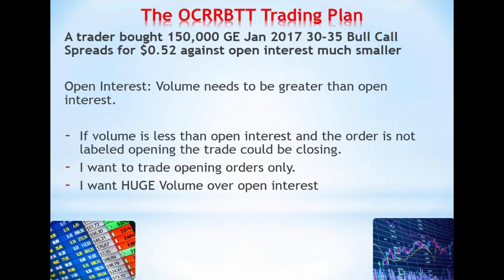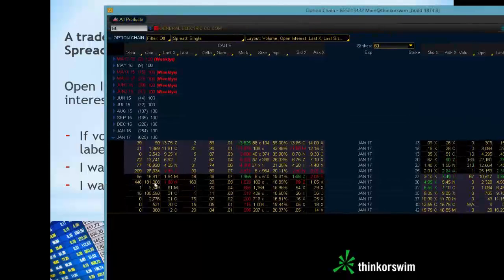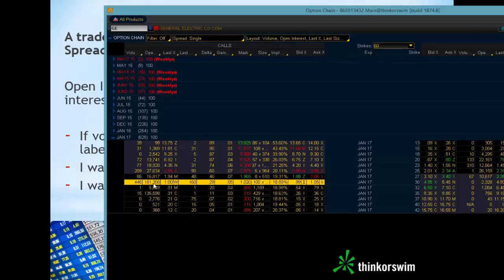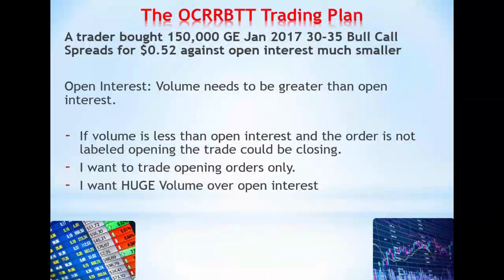So unfortunately, I can't go back all the way to February 27th to show you guys that volume was greater than open interest. But if you take a look here at the current open interest in these lines, in the 30-35 line, you can see that the open interest right now is 180,000. So it was absolutely volume much greater than open interest when this trade hit the tape. Okay, if volume is less than open interest, then the order could be closing, and I don't want to be taking the trade. So I want to trade opening orders only, and I really want to see huge volume over open interest.